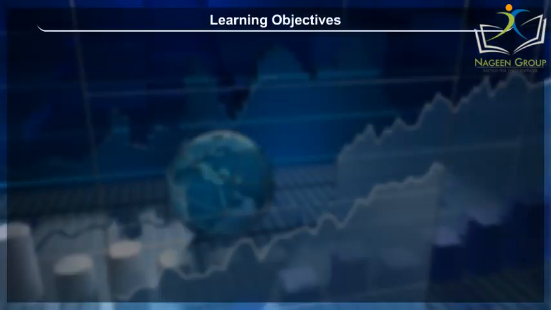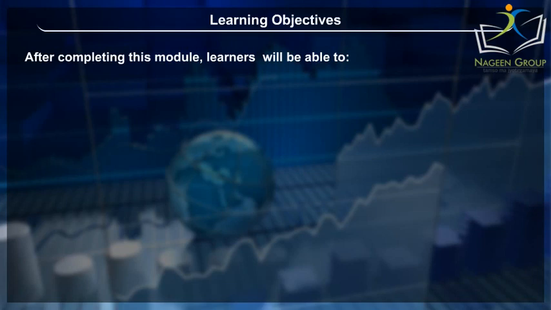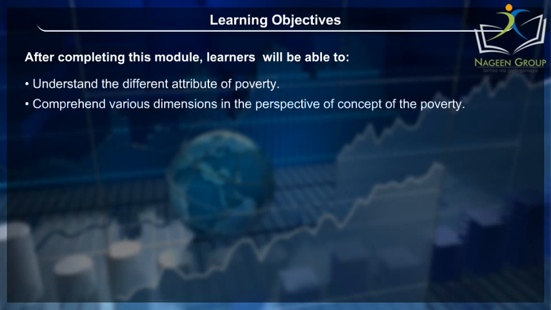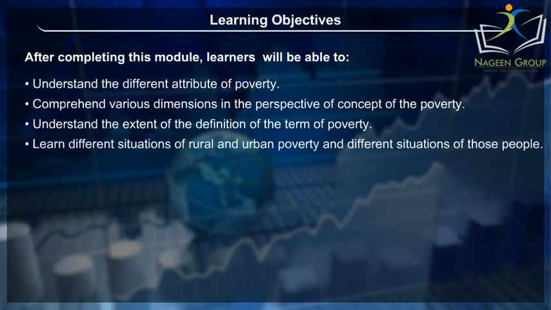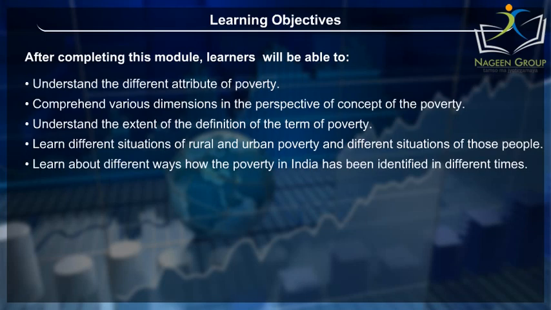Learning objectives. After completing this module, learners will be able to understand the different attributes of poverty, comprehend various dimensions in the perspective of the concept of poverty, understand the extent of the definition of the term poverty, learn different situations of rural and urban poverty and different situations of those people. Learn about different ways how poverty in India has been identified at different times.